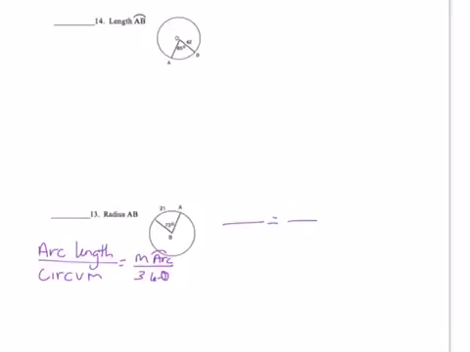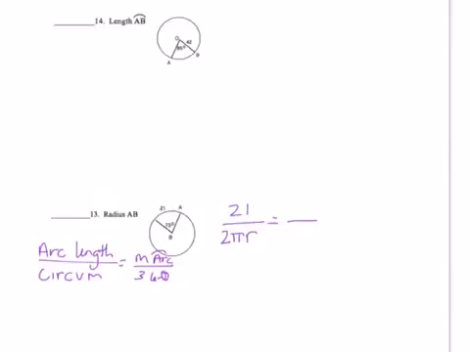So for number 13, I'm going to set up my proportion. I'm going to fill in what I know. My arc length is 21, right here, so I put that in on top. It's arc length part over the whole, so on the bottom would be my circumference. I know the formula for circumference is 2 pi r, and I'm going to use 2 pi r instead of C because I'm trying to find the radius. So I put 2 pi, and I don't know my r, that's what I'm trying to figure out, so I put r there.